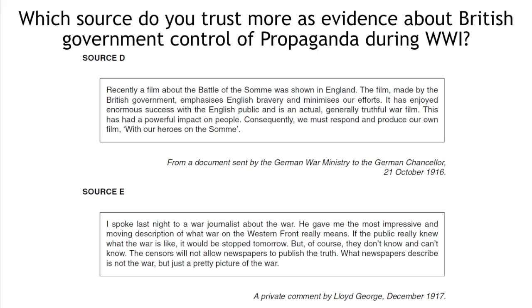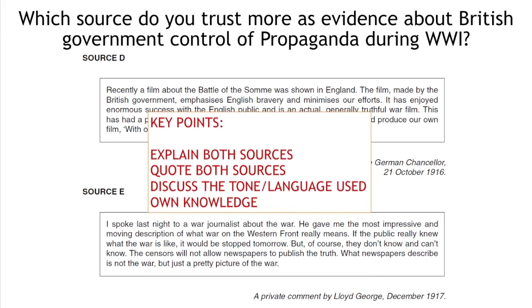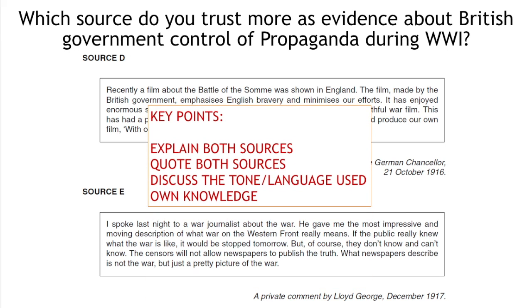Now this is a really interesting question because the first source, source D, is a document from the German War Ministry. So we're looking at the italics first again. It's from the Germans. So in this British paper, we're looking at a German source. The second one is a private comment by David Lloyd George, who's the Prime Minister at the time. So let's start with the first source, source D. Well, actually, let's talk about key points first.